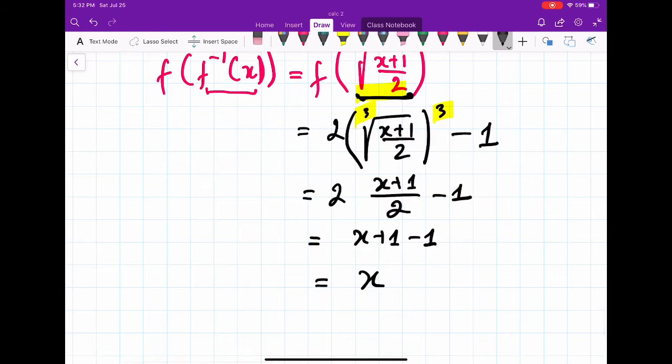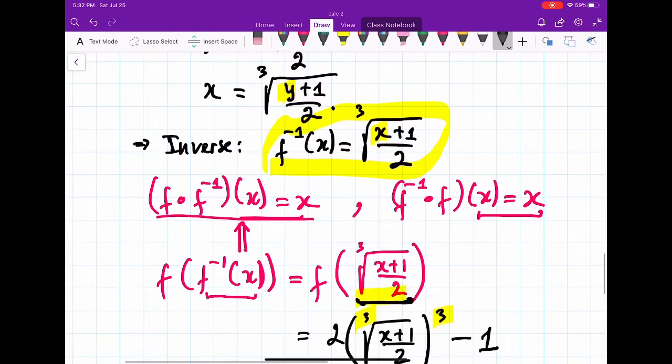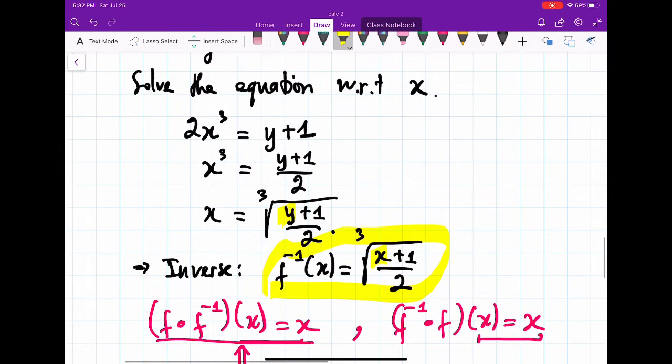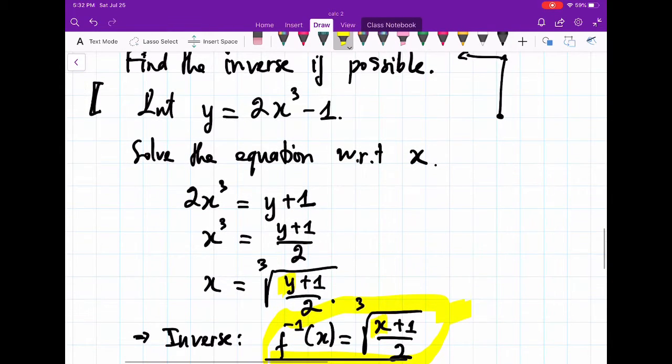Perfect. You are good, right? Of course, the other identity will be okay too. So these functions are inverses of each other. Let's say this one is the inverse of that one.